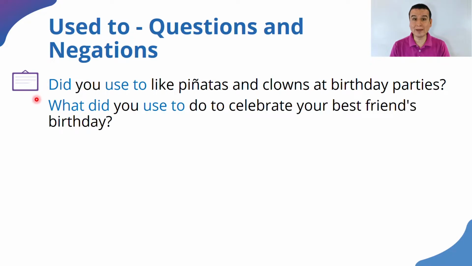Now, when we have information questions, remember that we have an information word, like in this example, what, and then we have the regular structure for a question. What did you used to do to celebrate your best friend's birthday? So what we have here is a question word, then the auxiliary, then the subject of the sentence. The auxiliary and the subject, that's the order in which questions appear in English. And then we have the verb in its base form, all right? What did you used to do to celebrate your best friend's birthday? I hope that you remember and that you bring good memories about the past.